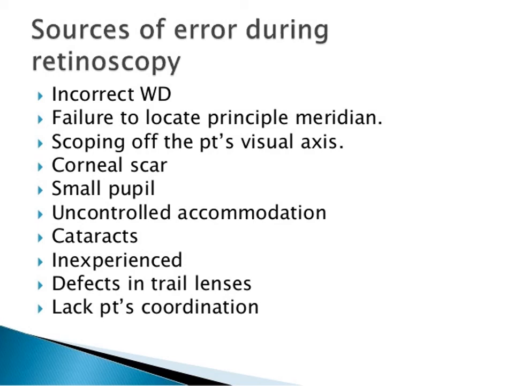Second is failure to locate the principal meridian. Third is scoping off the patient's visual axis, a corneal scar which will give an improper or incomplete corneal reflex, a small pupil, uncontrolled accommodation, cataracts, inexperienced retinoscopists or optometrists, defects in trial lenses, and patients who lack coordination.